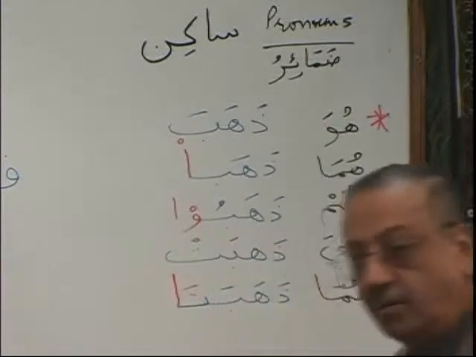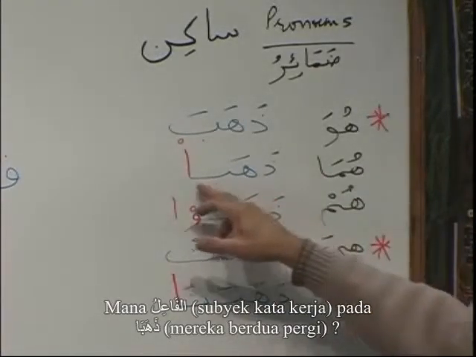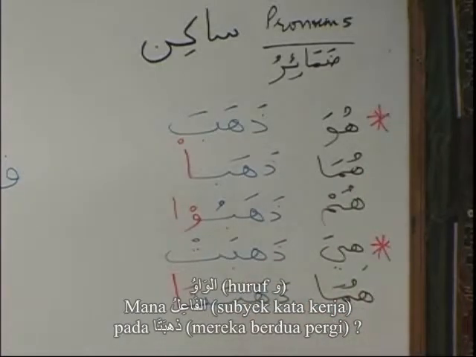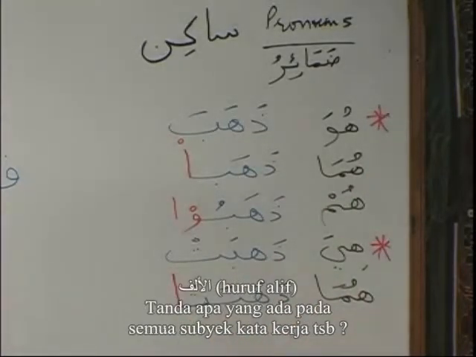Now, where is the fa'il here? Aleph. You know it. Where is the fa'il here? Waw. Where is the fa'il here? Ta. What is on them?